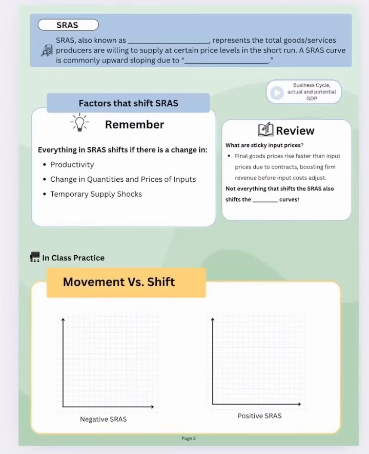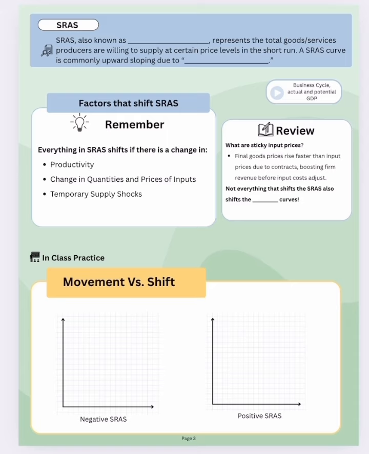Hi, today I will be covering two very important curves in economics, which are short-run aggregate supply curves and long-run aggregate supply curves, both also known as SRAS and LRAS. We are going to be covering why they have different shapes, specifically how sticky prices affect SRAS, and the factors that make these curves shift.